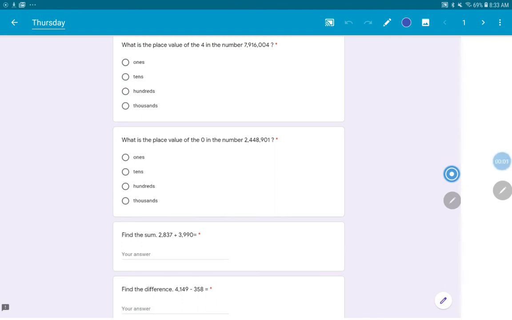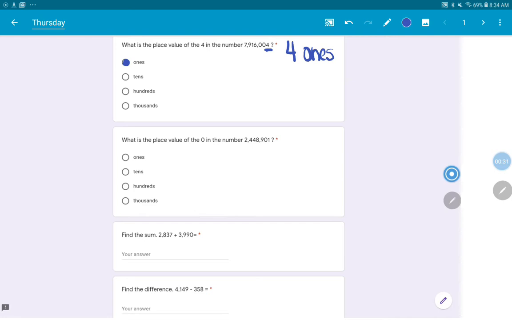Right, let's start with number 1. What is the place value of the 4 in the number 7,916,004? Here's the digit 4. What's the place value, Brayley? Ones. Very good. So that is in unit form, that would be 4 ones.